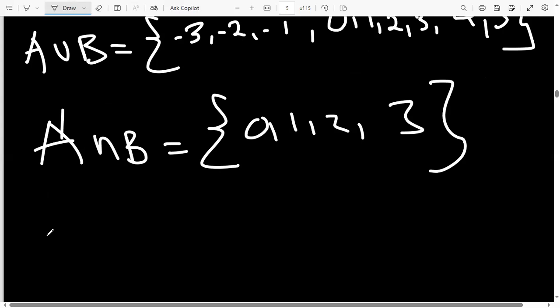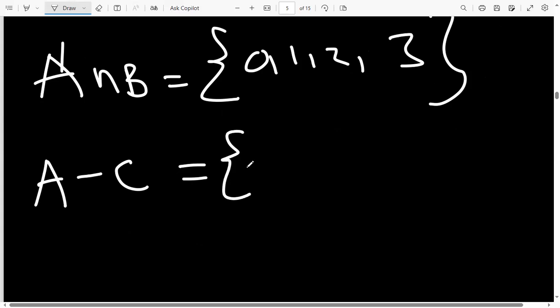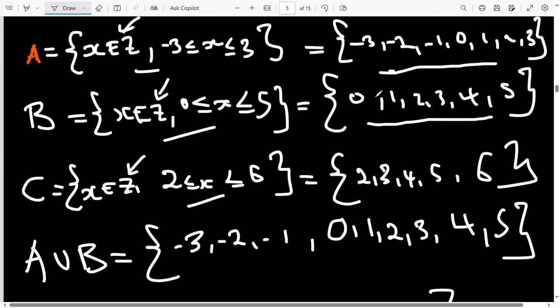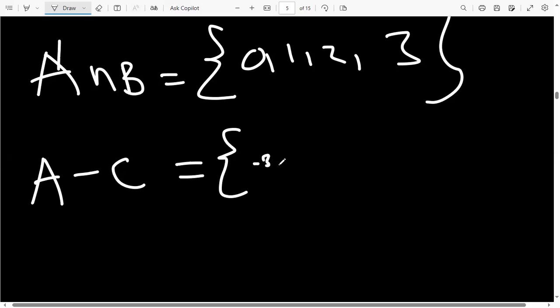And then we also have A minus C. So what did I say about the set difference? I said we are getting all the elements in A, and then we are removing all the elements that are also in C. A simple way to find it is to first list down all the elements in A. In A, we had the elements from -3 to 3. So let's list them: -3, -2, -1, 0, and then 1, 2, 3.